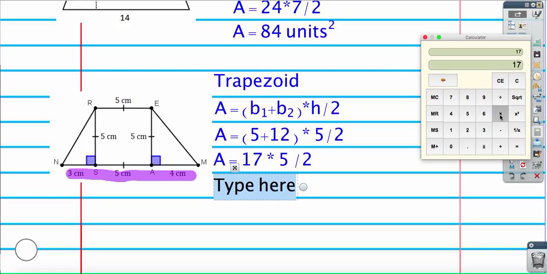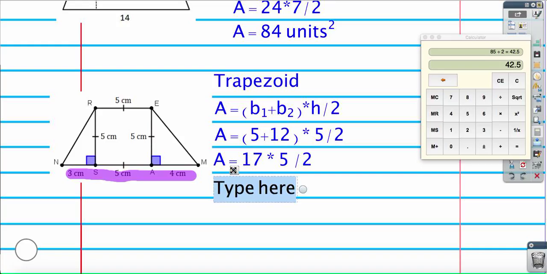17 times 5, and then divide by 2. Okay, so I got 42.5, and let's make sure that the calculator did that correctly, because remember it doesn't know order of operations. So I'm going to plug it in one more time. 17 times 5 equals 85, and then I'm going to divide by 2. Okay, good, it's right.